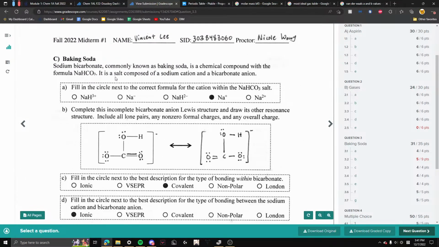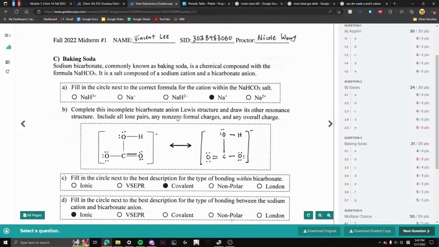Sodium bicarbonate, commonly known as baking soda, blah blah blah. It is a salt. Fill in the circle next to the correct formula for the cation within. Oh, yeah, the cation, positive charge. It's really just the Na because HCO3 is like carbonic acid, I think.